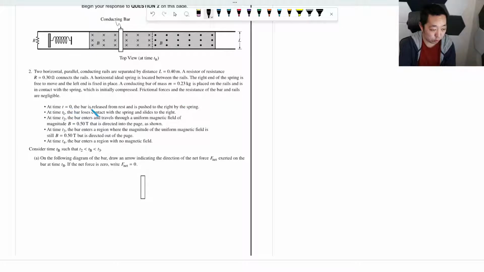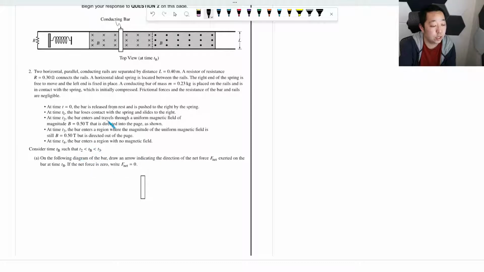At time t equals 0, the bar is released from rest and pushed to the right by the spring. At t1, the bar loses contact with the spring and slides to the right. At t2, the bar enters and travels through a uniform magnetic field of B equals 0.5 T, directed into the page as shown. At t3, the bar enters a region where the magnitude of the uniform magnetic field is still 0.5 T but directed out of the page. At time t4, the bar enters a region with no magnetic field.